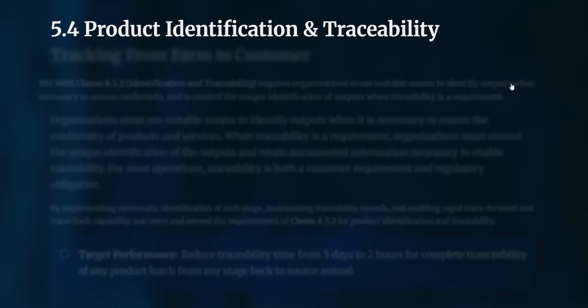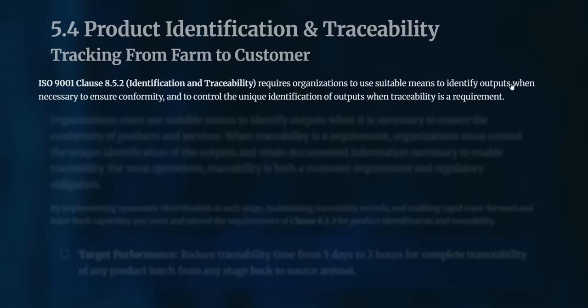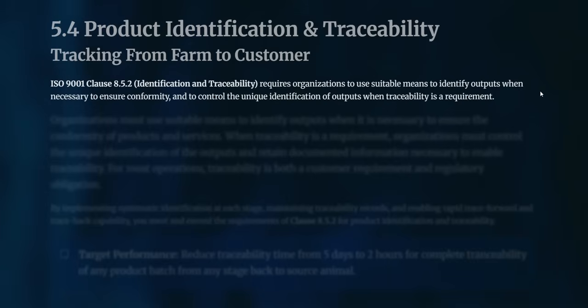Now, our fourth pillar: product identification and traceability, tracking from farm to customer. Let's do it effectively together. ISO 9001 Clause 8.5.2, identification and traceability, requires organizations to use suitable means to identify outputs when necessary to ensure conformity, and to control the unique identification of outputs when traceability is a requirement.